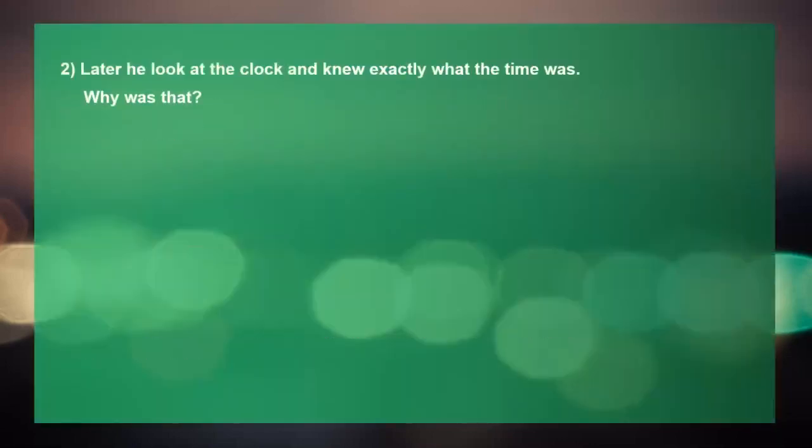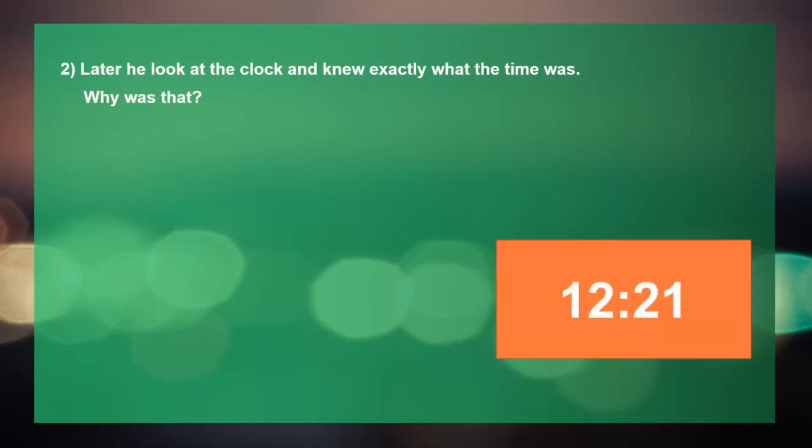Here comes your second question. Actually this question is also a continuation of the previous question. These are all connected questions. Later, he, meaning Martin himself here, looked at the clock and knew exactly what the time was. Why was that? In the previous question it is mentioned that the digital clock had fallen and he picked it up, but he didn't know whether he picked it up the exact way. But in this question, later he looked at the clock and knew exactly what the time was. Why was it? So let's see the time first.